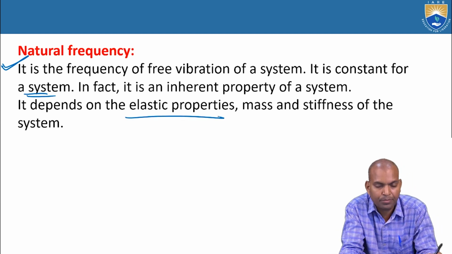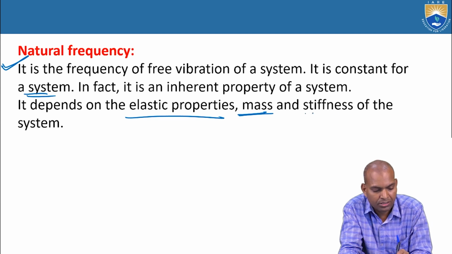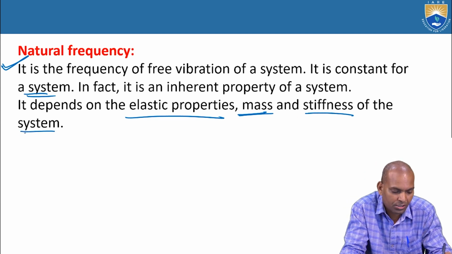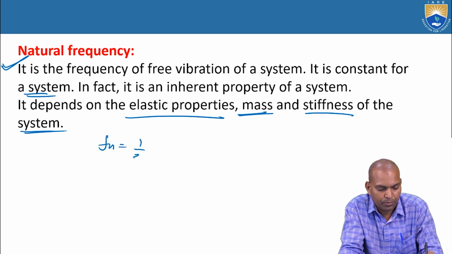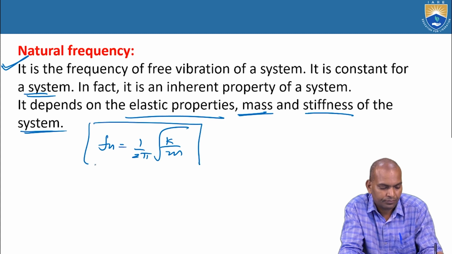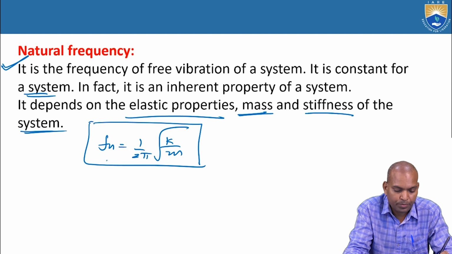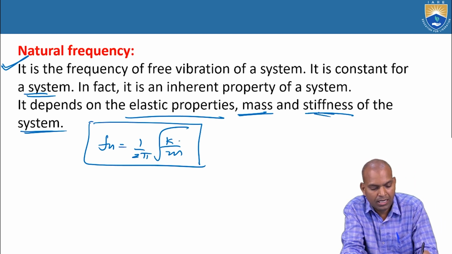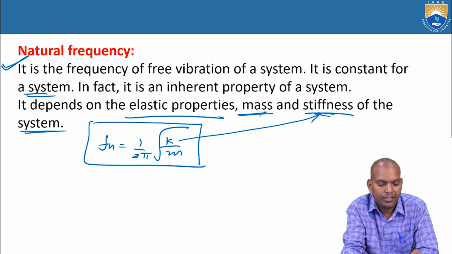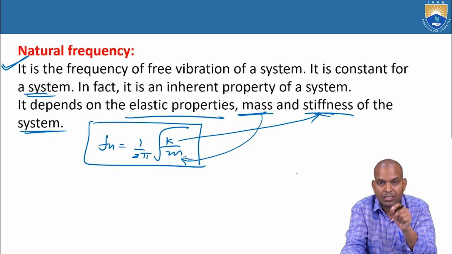One is the elastic property, another is the inertial element, that is mass, and another is the stiffness of the system. So the natural frequency Fn equals 1 by 2 pi times the square root of k by m. This is the natural frequency of the system. What is k? This k is the stiffness, and m is the inertial element.